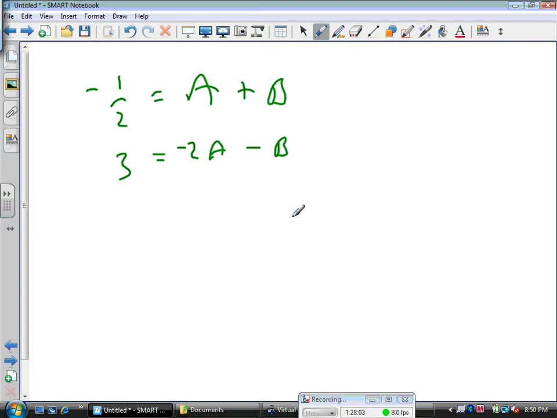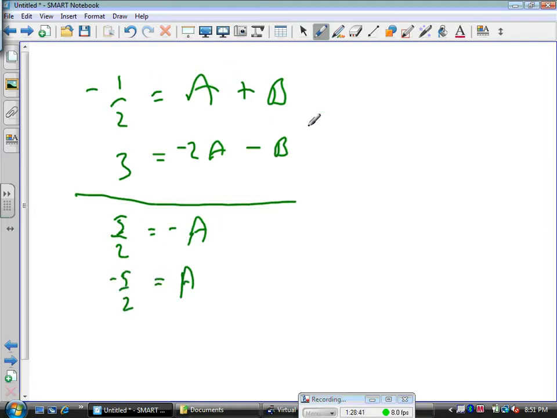What's the easiest way to get a or b here? You could solve for b and substitute, but I'm thinking this might be easier. Aren't these opposites? How do you get rid of b and just focus on a? Just add them. 3 is really 6/2 minus 1/2 is 5/2. And a minus 2a is negative a. And b minus b is 0. So if negative a is 5/2, a is negative 5/2.